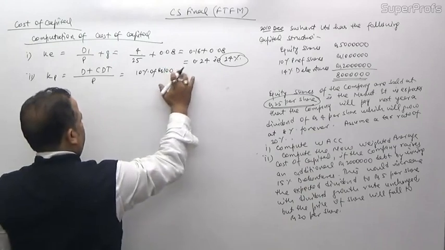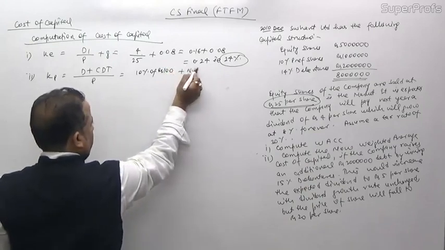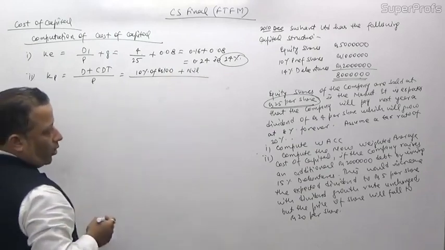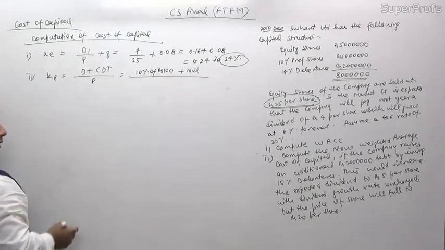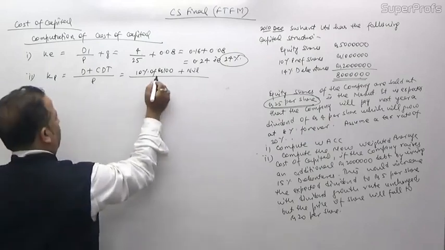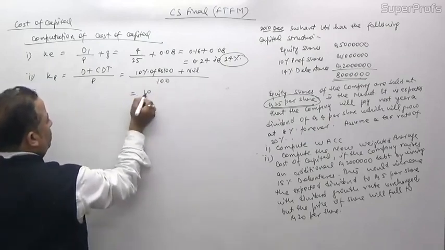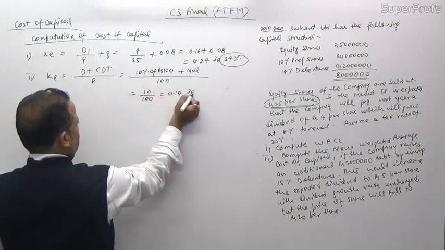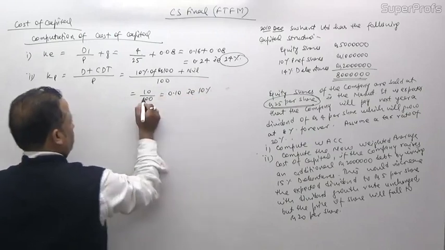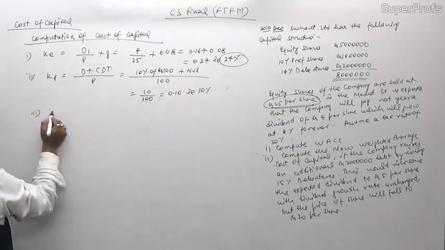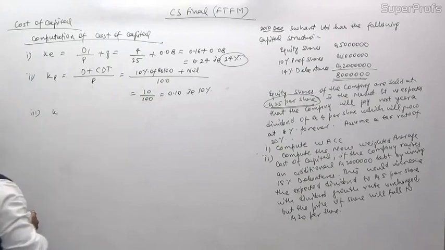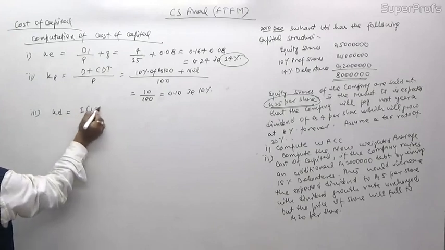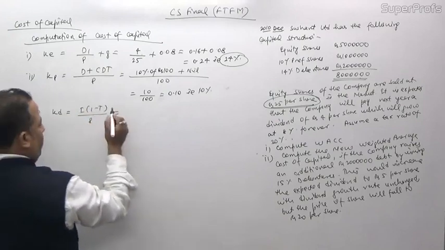The CDT, the corporate dividend tax, is also not given in the question. P stands for flotation price of preference share, not given. Market price of preference share is also not given. Then the face value is used. So that is the cost of preference shares.